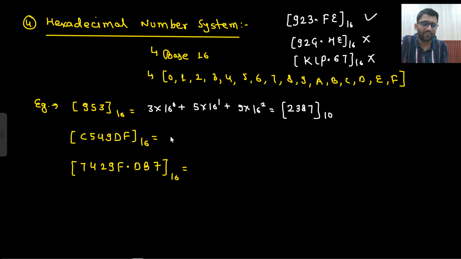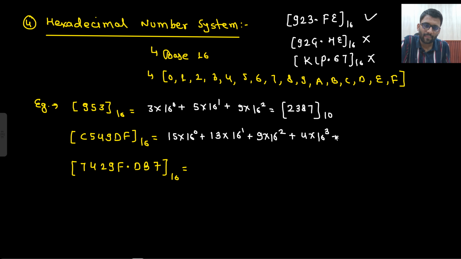And what about this? What is F? F is 15. So 15 into 16 to the power 0 plus what is D? D is 13. 13 into 16 to the power 1 plus what is 9? 9 is 9 only. 9 into 16 to the power 2, plus 4 into 16 to the power 3, plus 5 into 16 to the power 4, plus what is C? 10, 11, 12. 12 into 16 to the power 5. So 0, 1, 2, 3, 4, 5. That's it. You will do the calculation, you will get the answer in decimal.